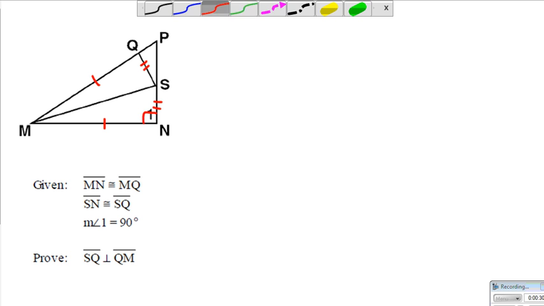Now, what we want to prove at the end is that SQ is perpendicular to QM. That means we want to prove that this is a right angle also. That means somehow we have to show that these two angles must be congruent. In order for us to do that, let's reason one thing out. We have two conditions for the triangles that are congruent already. Wait a minute, this can be the third.